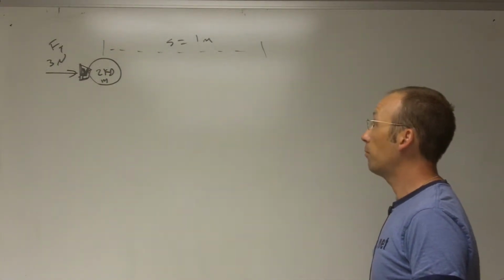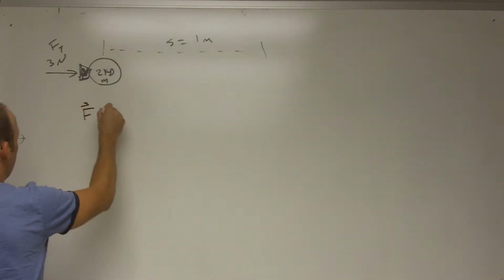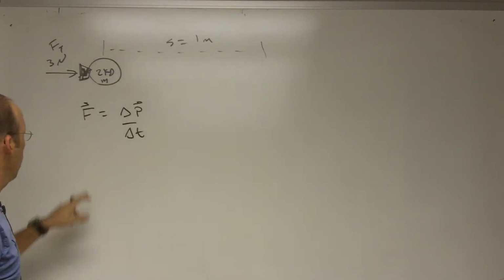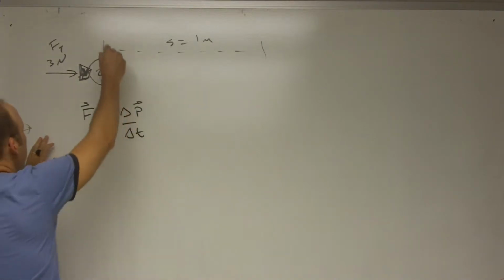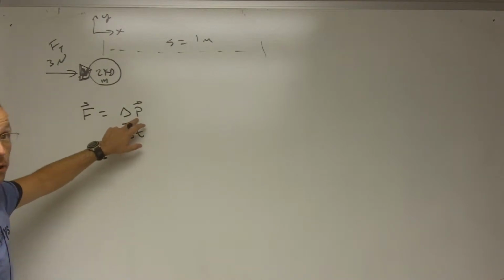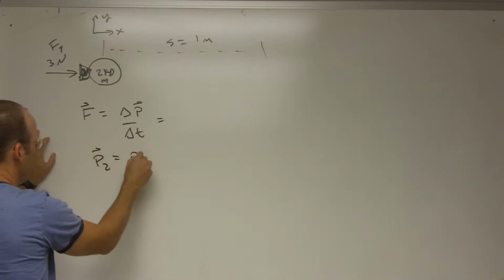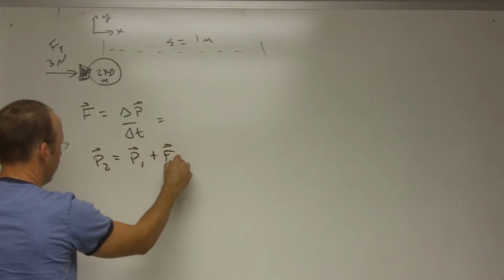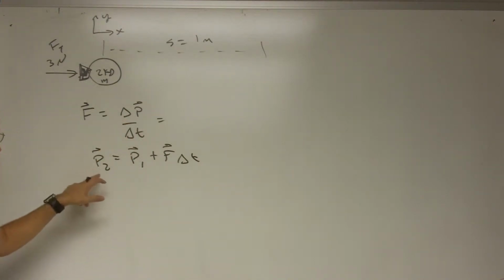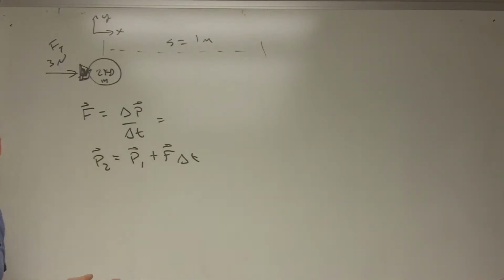What if I want to use the momentum principle? What if I want to say F equals delta P over delta T? Can I do that? Well, I know F, and I could call this X, Y. I know the initial momentum. I could write this as P2 equals P1 plus F delta T, or P2 minus P1. And I know P1 is the 0 vector. I know F, but I don't know T.